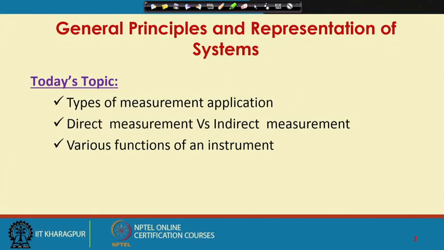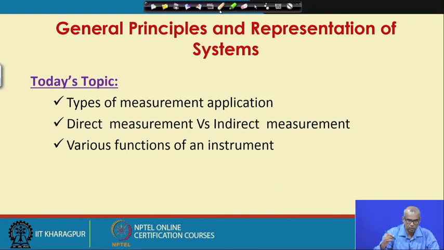Today's topic will be types of measurement applications. Here essentially we will be trying to figure out, can we classify all the measurement applications into a limited number of categories. People measure with various purposes. So, is it possible to classify those requirements? What are the different types of measurement applications? We will try to see that in today's lecture.